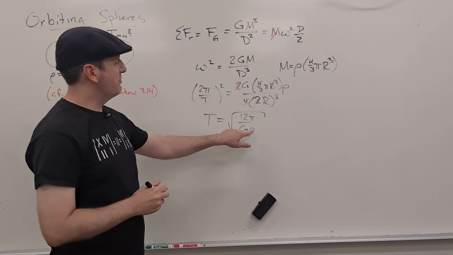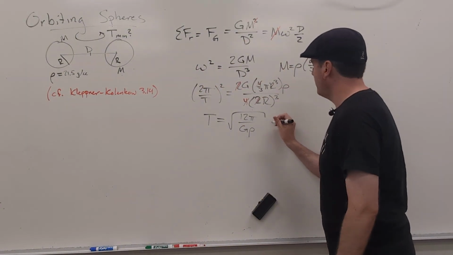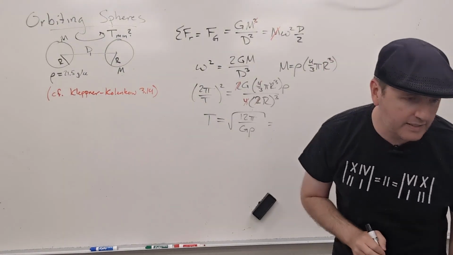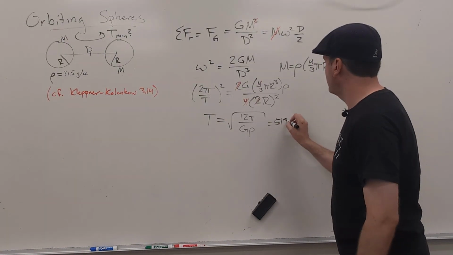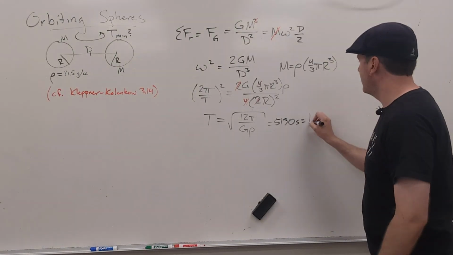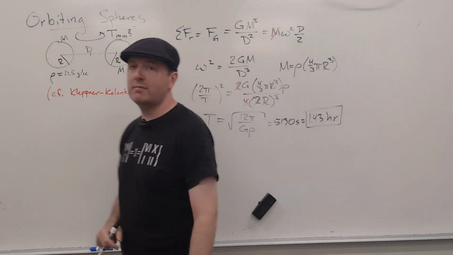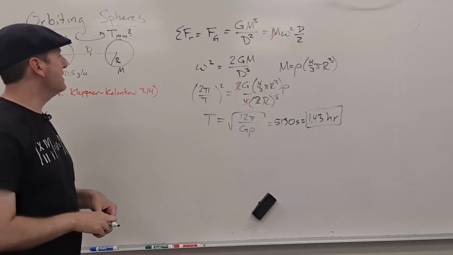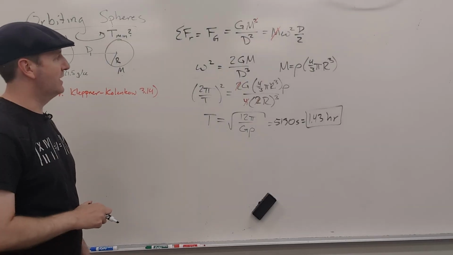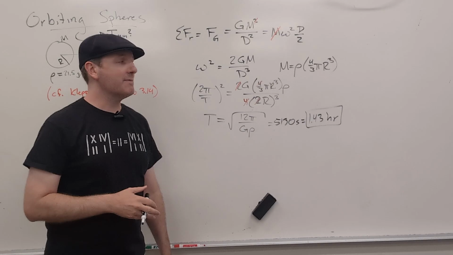Now we can go ahead and actually plug in these values, the given density being that of platinum, and we end up with, what did I get? 5130 seconds, although that's kind of inconvenient. Instead, let's write that as 1.43 hours. And that's it. That is the minimum possible rotation period that these two platinum things could have. It only depends on their density, which is pretty interesting.